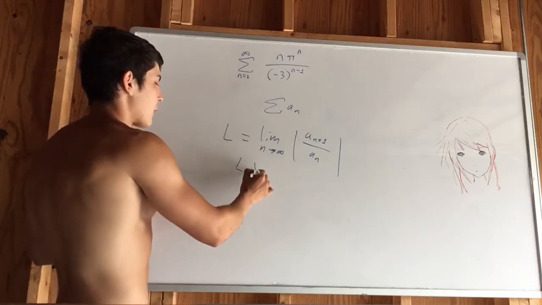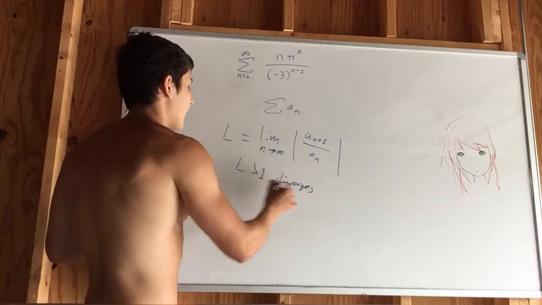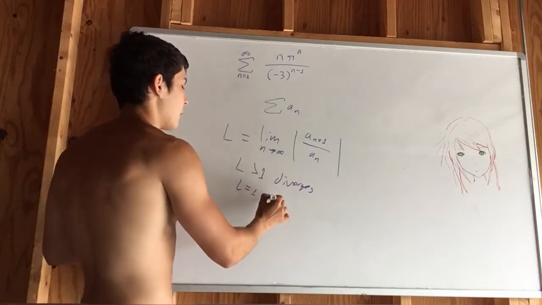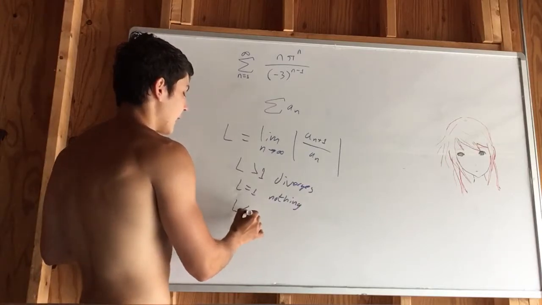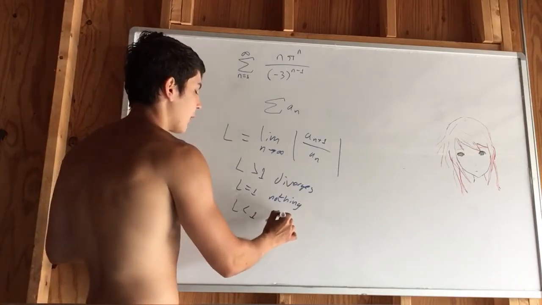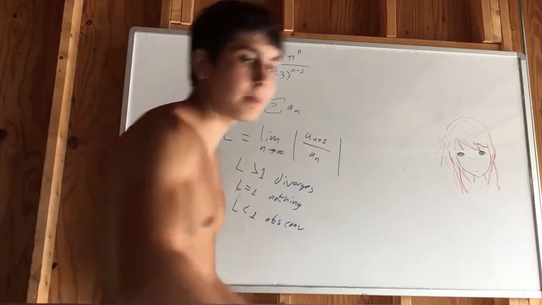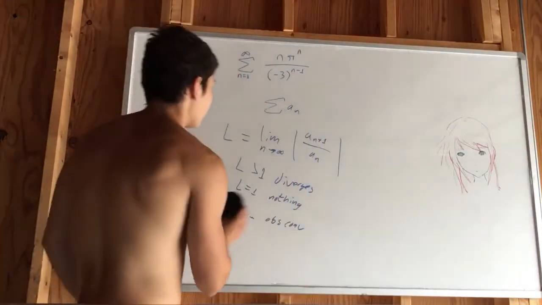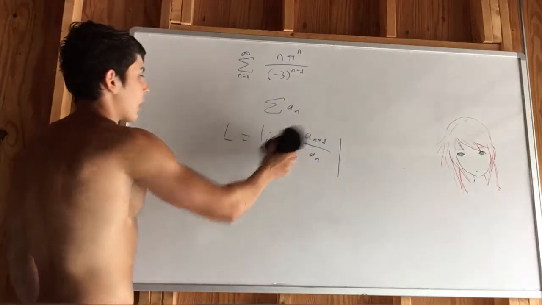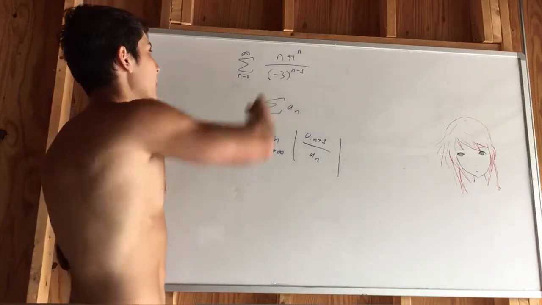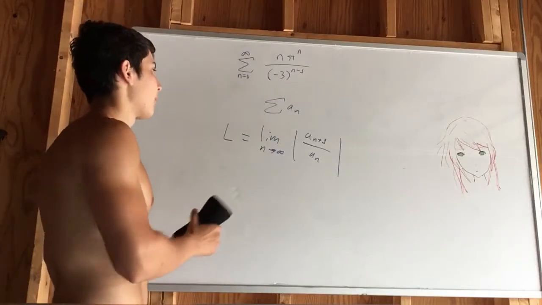If L is greater than 1, this diverges. If L equals 1, it tells you nothing, and you must do another test. If L is less than 1, this absolutely converges, which implies that it also just converges. So a sub n plus 1 is just wherever we plug in n plus 1, wherever we find an n in our original a sub n.